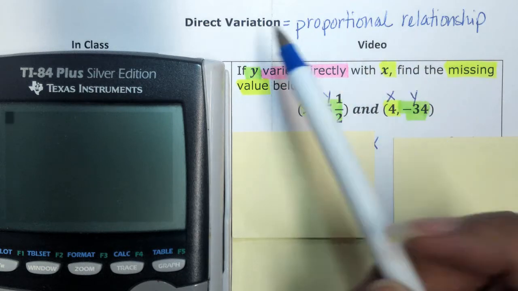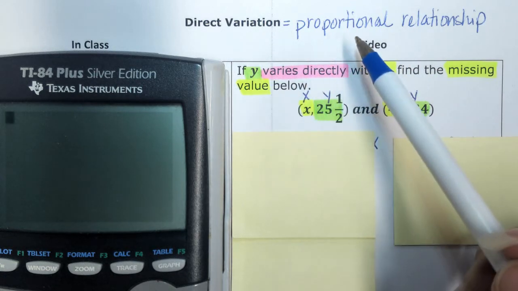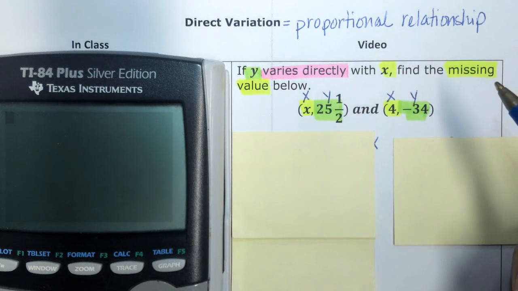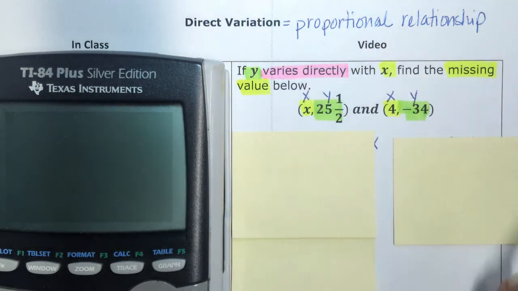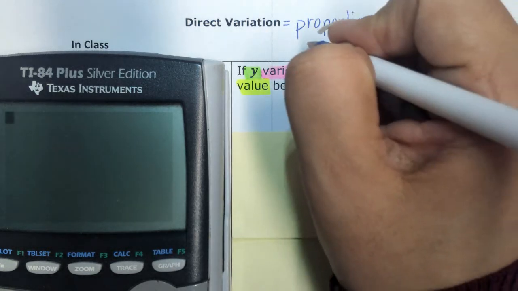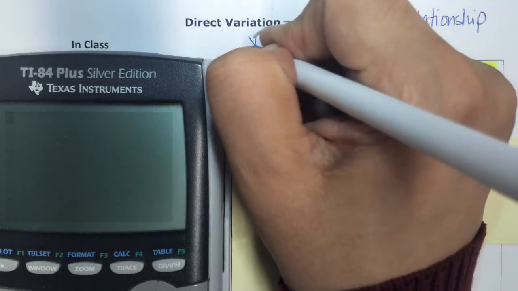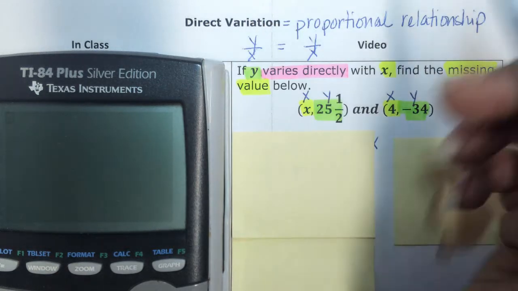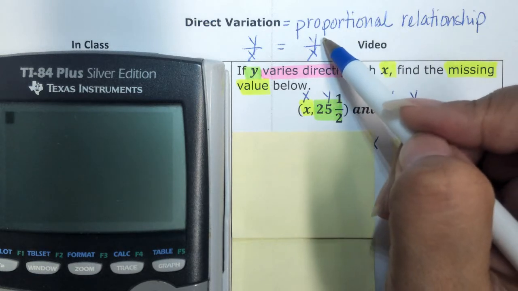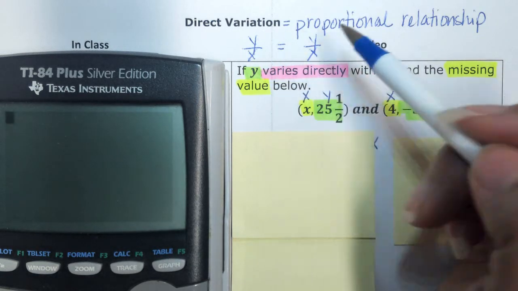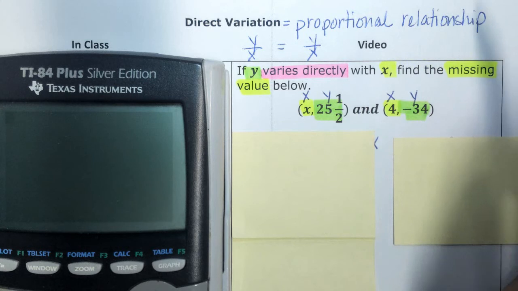So direct variation means the exact same thing as proportional relationships. Because they mean the exact same thing, this is going to be y divided by x, because that's how, if something is proportional, we would do y divided by x. Same thing with direct variation. The only difference is that direct variation is our new 8th grade vocabulary word.